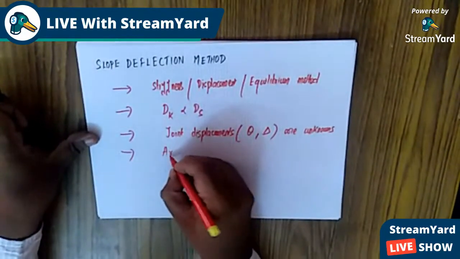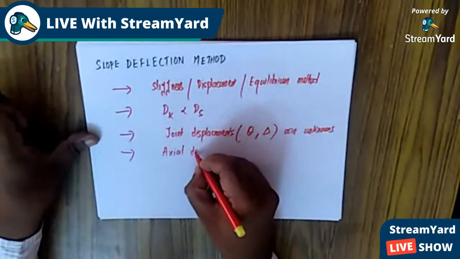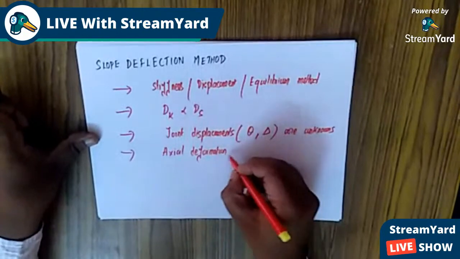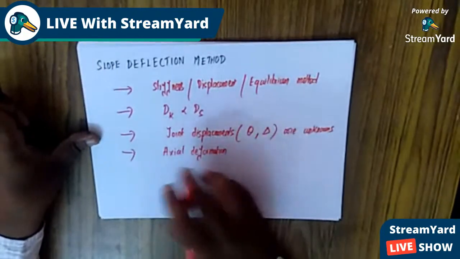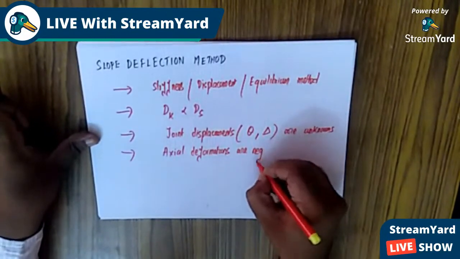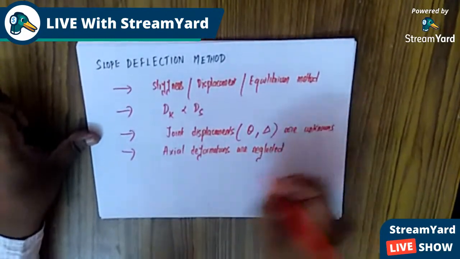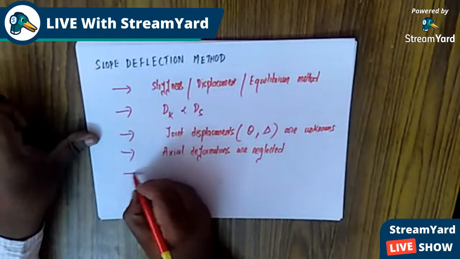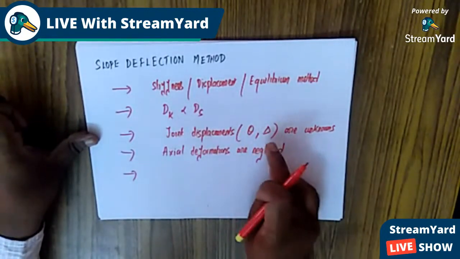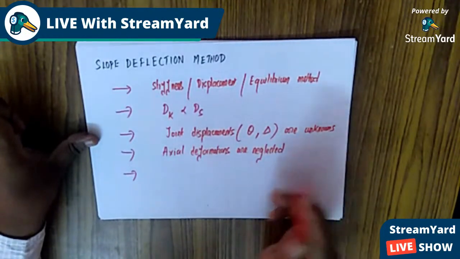Also in this method, the axial deformations of the structure are neglected, and this is of course one of the assumptions of this method. So theta and delta are taken as unknowns, as I said.